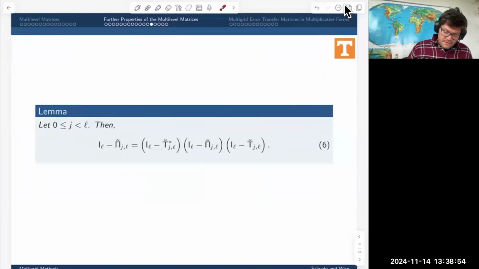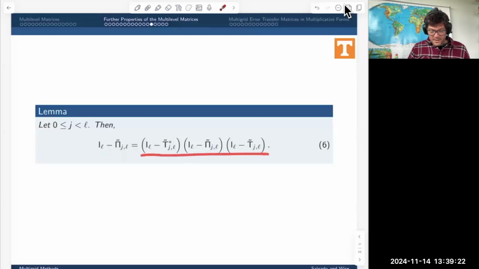Now, another lemma follows very quickly from the previous theorem, and it says that if I pre-multiply by this matrix on this guy, then I get that matrix back. But then when I post-multiply by that matrix, I get the matrix back again. So the matrix, which is the error in the coarse grid Ritz projection, is invariant to this pre and post multiplication. In other words, we get this identity. This is very easy though, because we already have a formula for this one and we have a formula for that one.